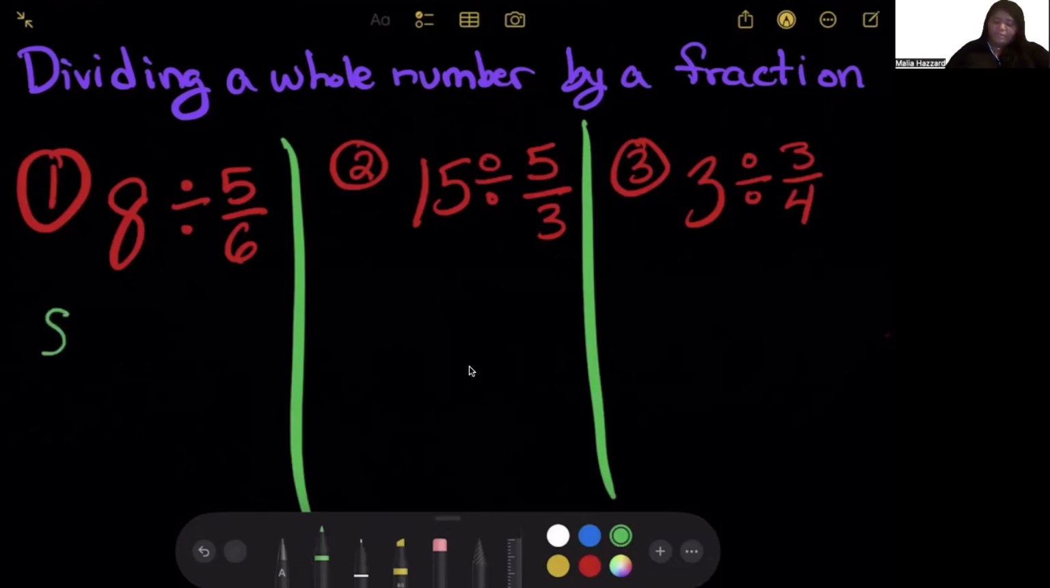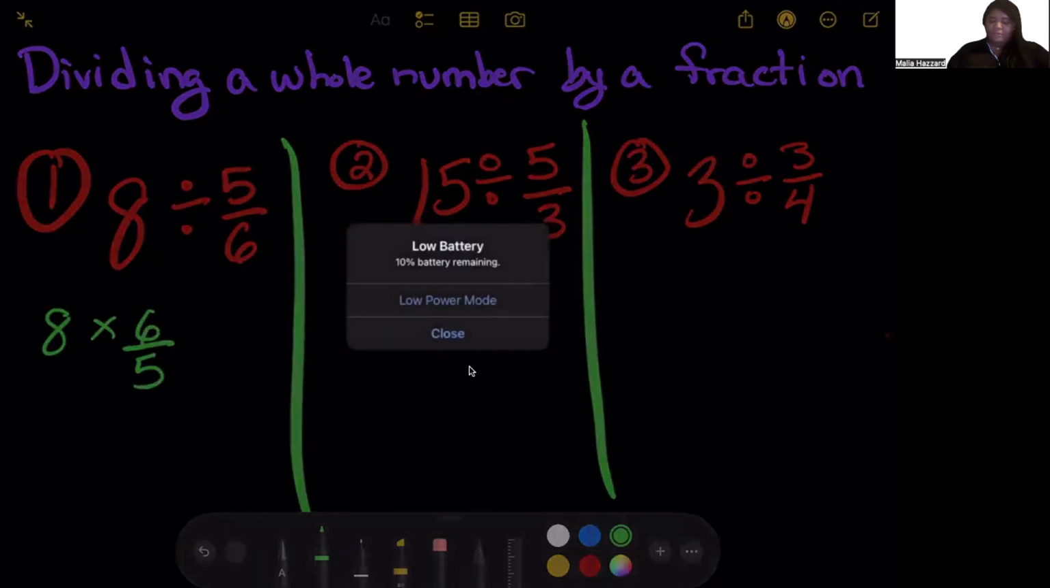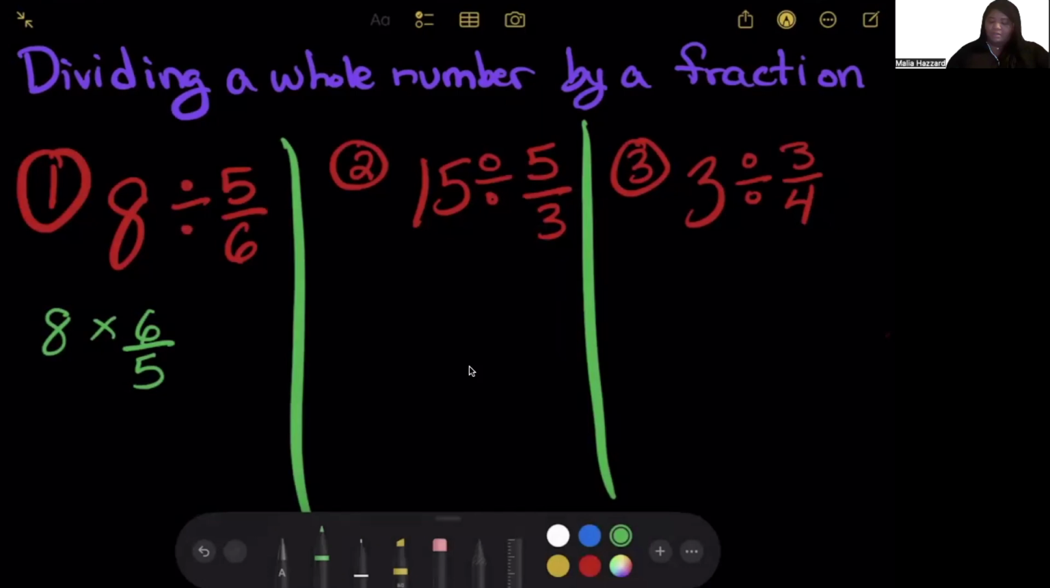So I'm going to keep, change, flip. This gives me 48/5, or as a mixed number, it would be 9 3/5.